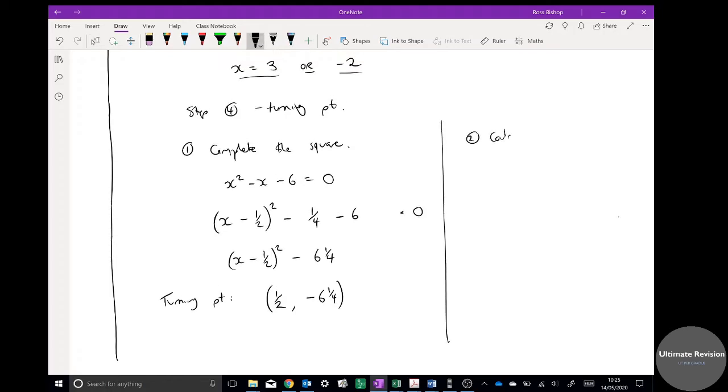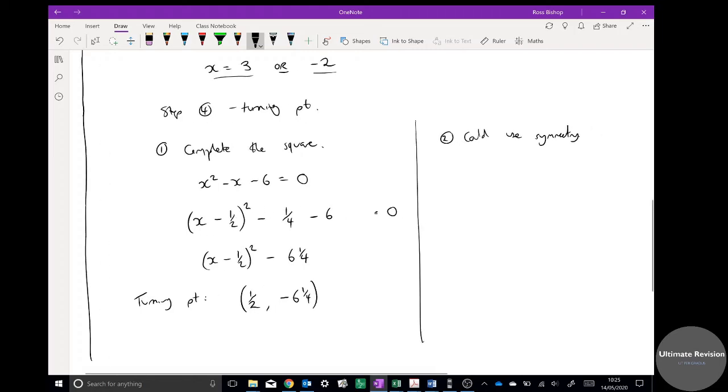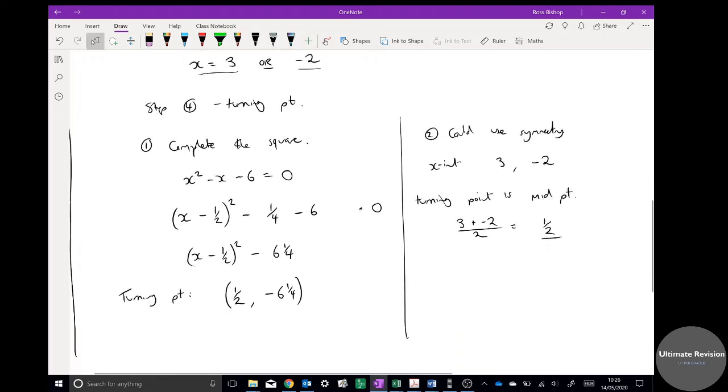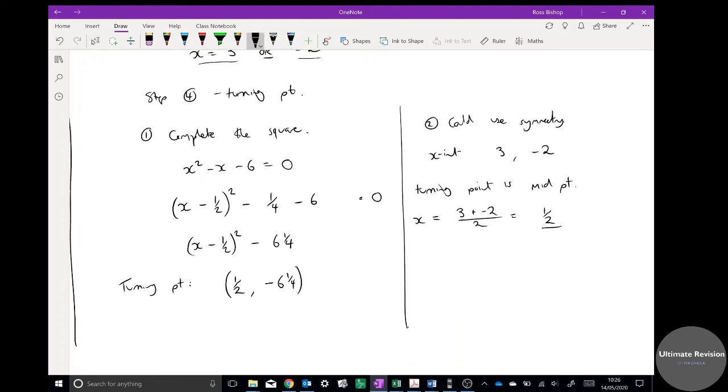So I could use symmetry. Again, is a useful way of looking at this. Now I know the x-intercepts are 3 and minus 2. So the turning point must be the halfway point. Turning point is the midpoint. Okay. So the middle value between 3 and minus 2, I find the midpoint. So if I add those two and divide by 2, I get a half. That is my x. That's my x value for the turning point.